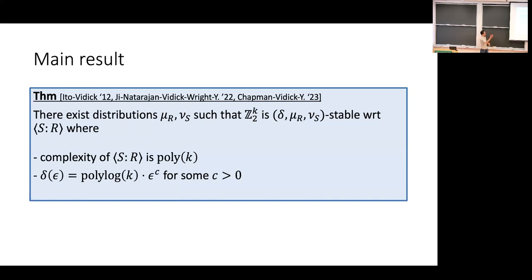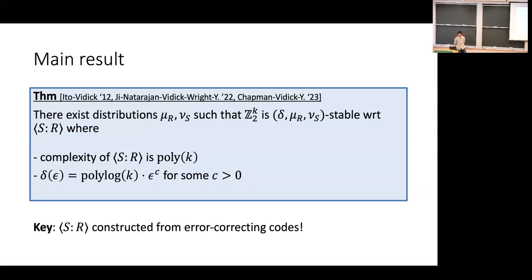So remember, in this independent generators presentation, we paid a linear factor in k. Here, this is polylogarithmic in k. And at least for the applications we use it for, that's good enough. So that's the main result. So what's the key? What is this presentation? Well, it's constructed from error-correcting codes. So let me say what.